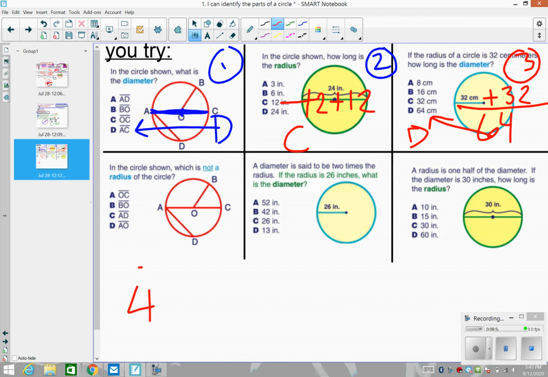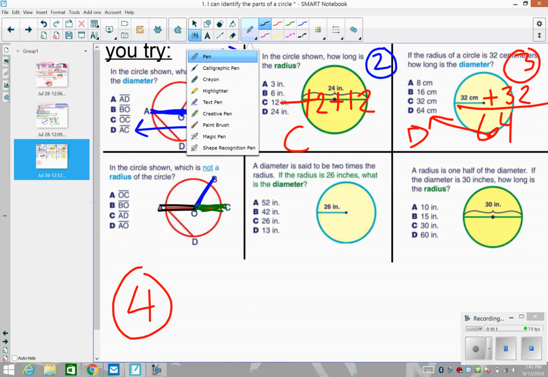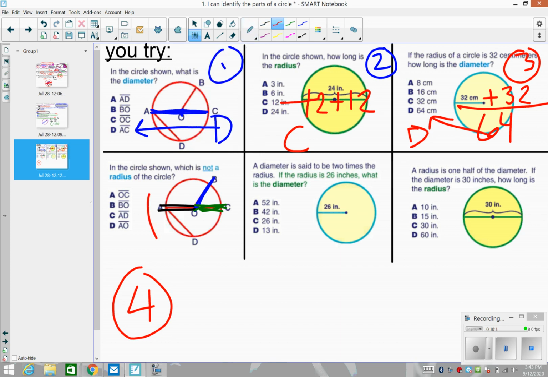Question 4. In the circle shown, which is not a radius of the circle? So let's take a look at what we have here. That's a radius. That's a radius. That's a radius. Sorry, are there any other colors that I could use? This is not a radius. So you should have said AD. Answer should be C. Boy, we've only had answers of D and C so far. It's D, C, D, C. Branch out a little bit here, Ms. Volkman. All right, 2 left.